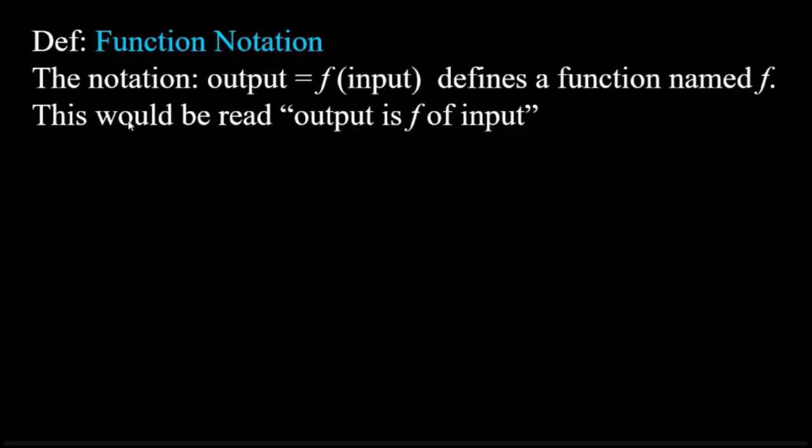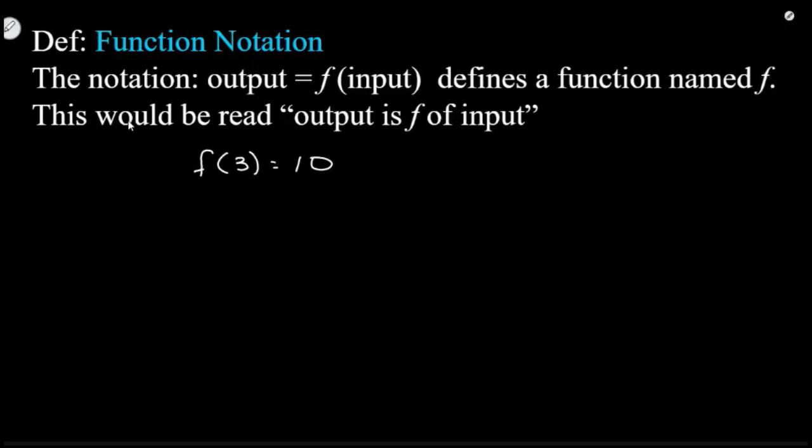All right, so here's our function notation. This can be a little bit tricky sometimes, so I may simplify it so that there's less words and more letters. But here's the notation. The output is equal to f of the input. It's not times, but the function, when it is applied to the input, gives us the output. It defines a function named f, and this would be read as the output is equal to f of the input. Now, how do we usually see that? We would see like f of 3 equals 10 or something like that.